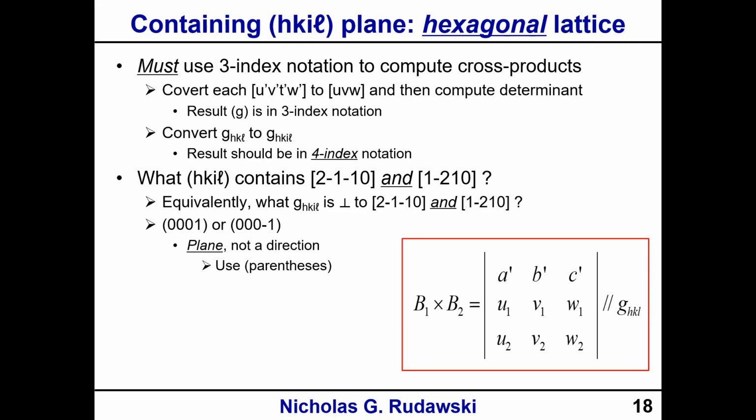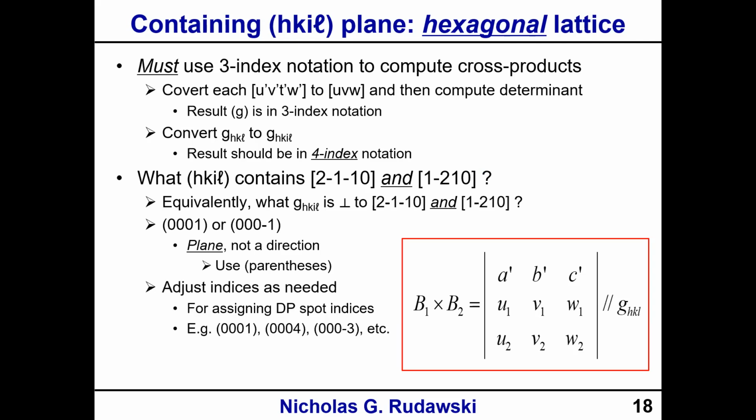Or some multiple of those, right? Possibly. Again, remember, this is a plane, not a direction, so you're using parentheses here. Depending on what we're doing, this is not a zone axis. We may need to adjust the indices as needed so we get the proper values for the spots. You'll see where this comes into play when we start indexing some of the patterns.